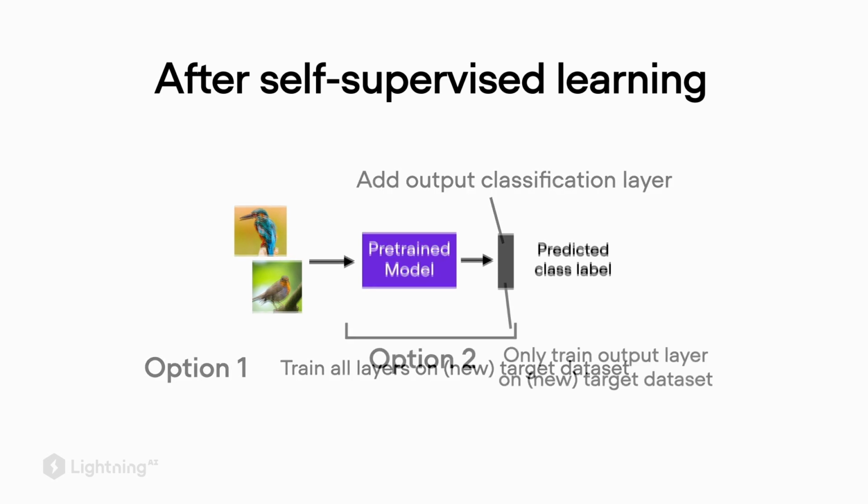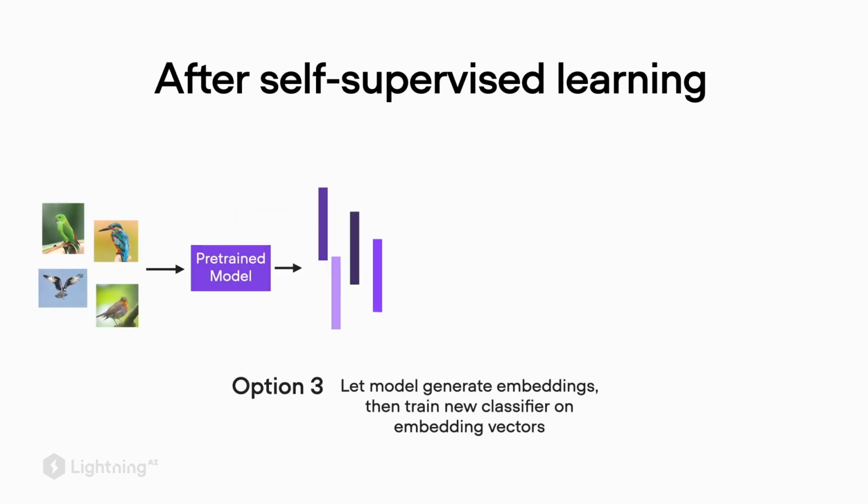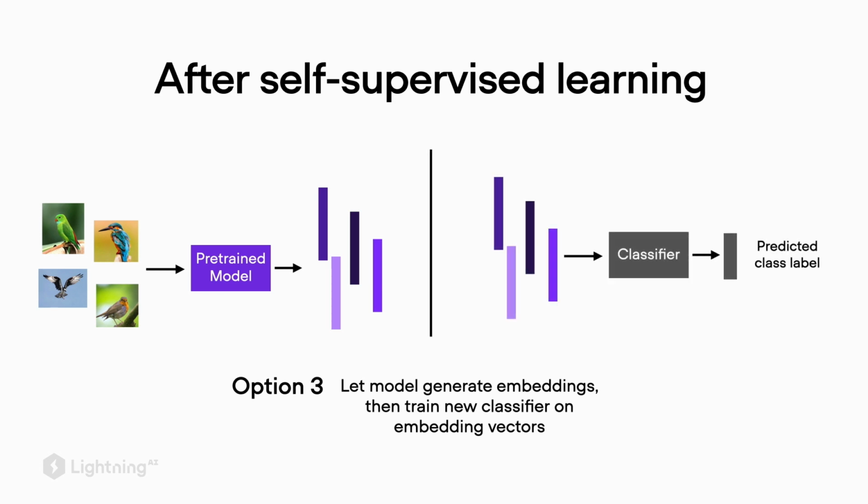If you recall from the transfer learning lecture, another way we can use our pre-trained model is by only training the output layer. So we attach this new output layer and only train that layer while keeping the rest of the network frozen. Or option three would be not training the network at all, having it just create these output embedding vectors and then passing these output embedding vectors to a new classifier. This classifier could be a neural network or a classic machine learning model that takes these embedding vectors as input and then learns the classification task.